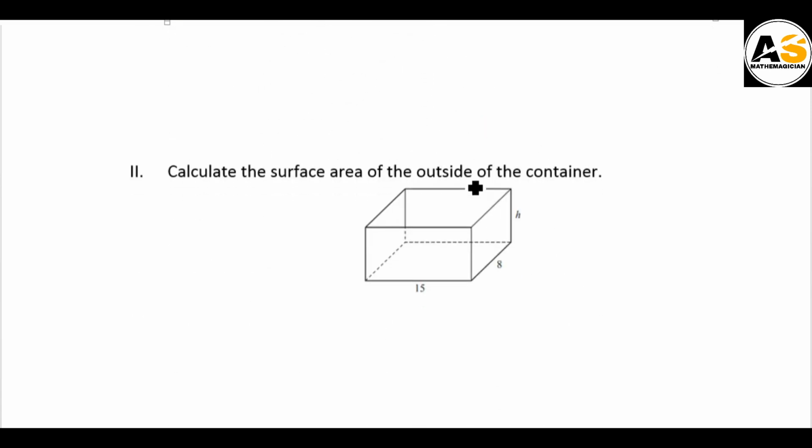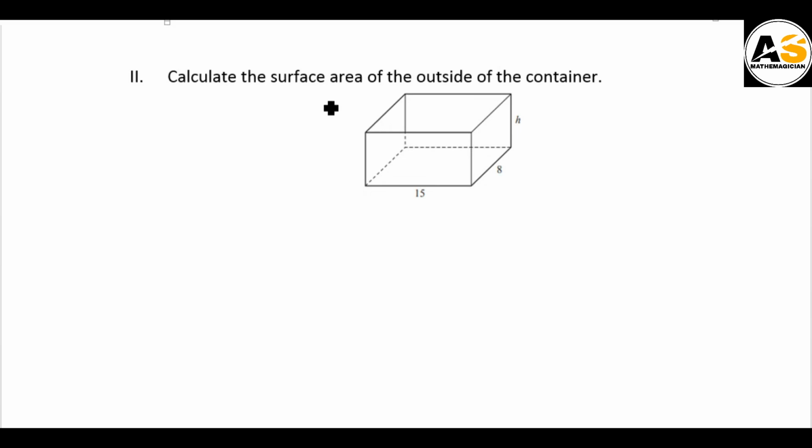In the second part, we have to find the surface area of outside of the container. Please note that this height is 6. Okay, and this top is open, so this will not be included in the surface area. So surface area will be base area, which is length into width, plus area of front and back wall, which is 2 times 15 by 8, plus area of these side walls, which is 2 times 8 by 6.